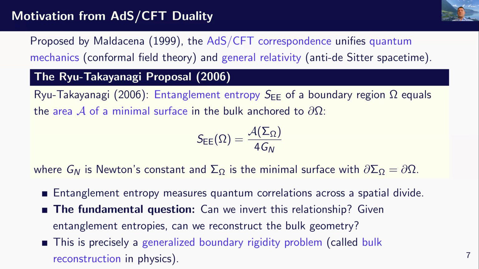So what this means is that we consider a manifold with boundary. You can think of the manifold with boundary as just a solid ball if you want. The boundary of this ball, which is now a surface, is the unit sphere. There's a boundary region omega, so omega lives on the boundary of the manifold. Then in physics, you can compute the entanglement entropy relative to this omega. This omega splits the boundary into omega and its complement, and the entanglement entropy measures the quantum correlations between this division of the boundary.